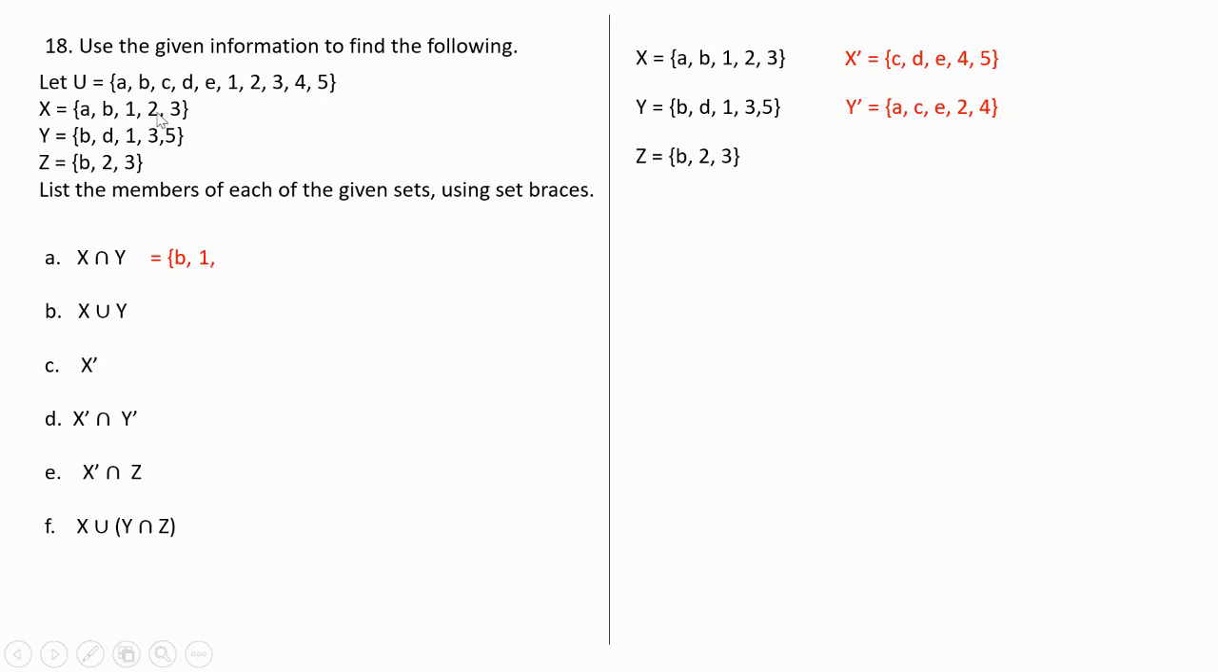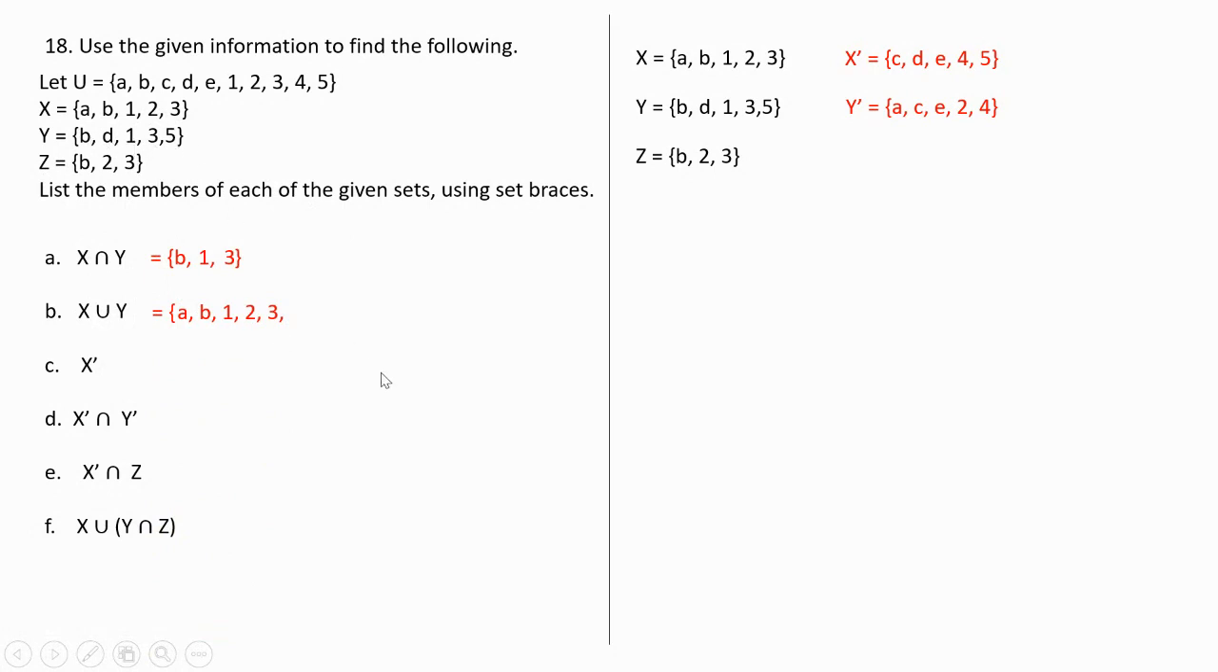A 1 and a 3. That's the answer for X intersects Y. How about X union Y? Because remember when I did this section here, this is easier, guys. You're going to put everything in X, right? Because it's X union Y. So we got X is A, B, 1, 2, 3. Now union Y, if it's already there, I'm not going to put it down again.